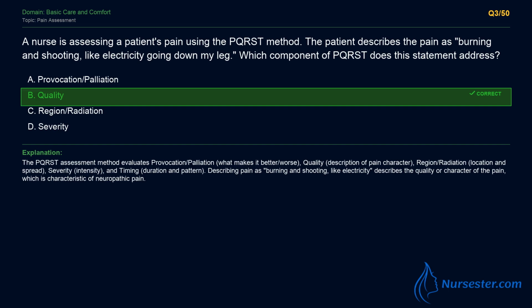The PQRST assessment method evaluates provocation/palliation: what makes it better or worse; quality: description of pain character; region/radiation: location and spread; severity: intensity; and timing: duration and pattern. Describing pain as burning and shooting, like electricity, describes the quality or character of the pain, which is characteristic of neuropathic pain.